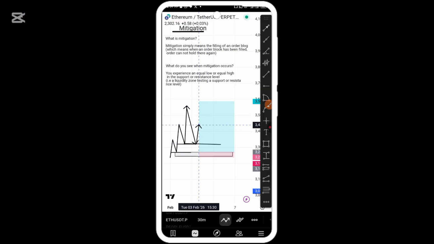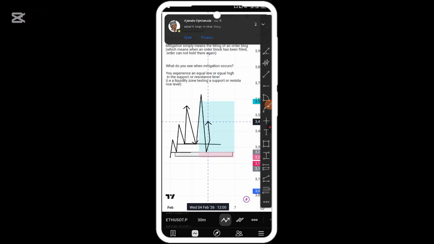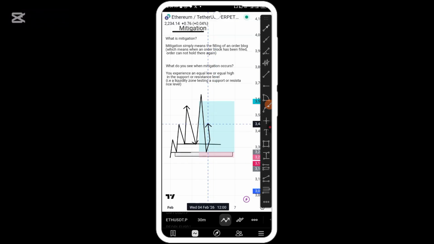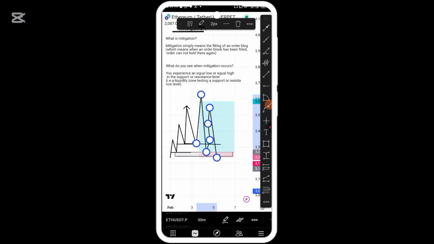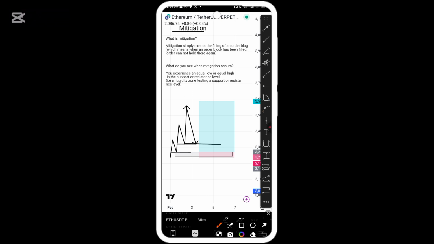Once you see something like this, the market gets to this level, comes down, picks this trade. You might probably experience something like this in the market. Market comes down, you understand, breaks this, or you see something like this. Market fills this order block, breaks down like this. The reason why I'm saying this is so that you guys know very well that market fills order blocks.